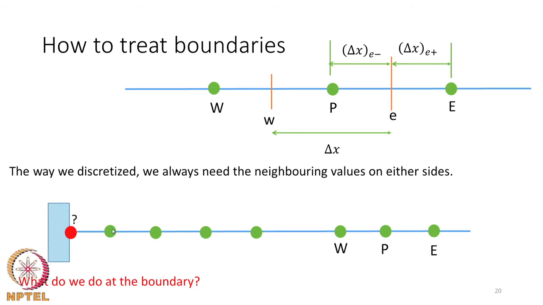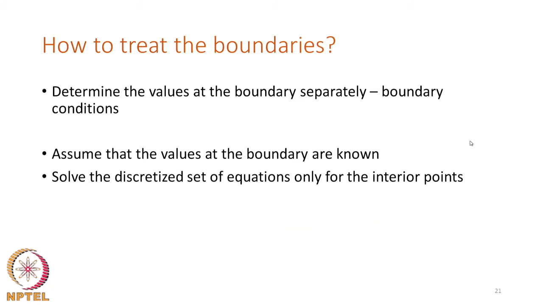However, when you come to the boundary, for the node that is exactly on the boundary, you have a neighbor on the right hand side, but there is no neighbor on the left hand side, which means that we will not be able to use the same expression, which means that we need to treat it separately, and the way we treat it is like this. There are three ways of doing that.